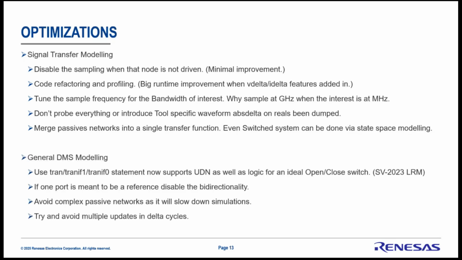Some useful things have come out. SystemVerilog 2023 added support for a UDN in the tran-if statement. So if you really want an ideal switch, you can now do it. You could actually have a flexible test bench that at time 0 you could rewire. If one port is meant to be a reference, disable the bidirectionality because it's problematic. As I said, avoid complex networks and multiple updates.